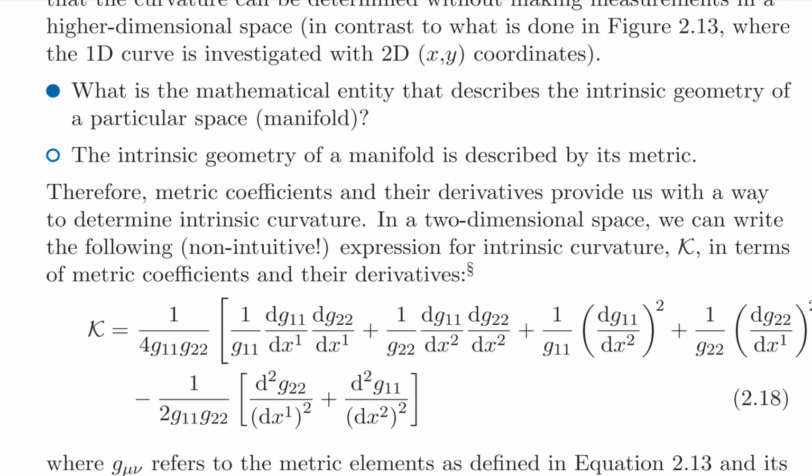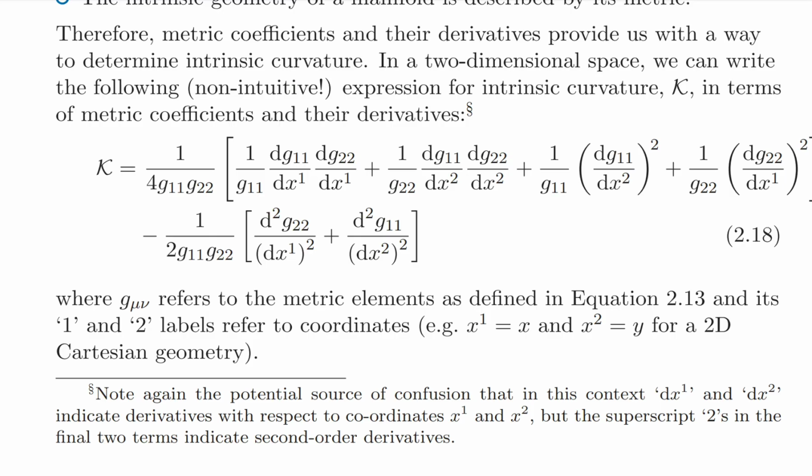In two-dimensional space, we can write the following non-intuitive expression for intrinsic curvature K in terms of metric coefficients and their derivatives. Note again the potential source of confusion in this context: dx superscript 1 and dx superscript 2 indicate derivatives with respect to coordinates x superscript 1 and x superscript 2, but the superscript 2's in the final two terms indicate a second derivative.